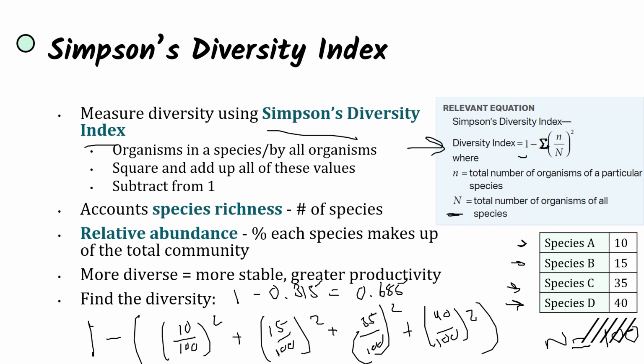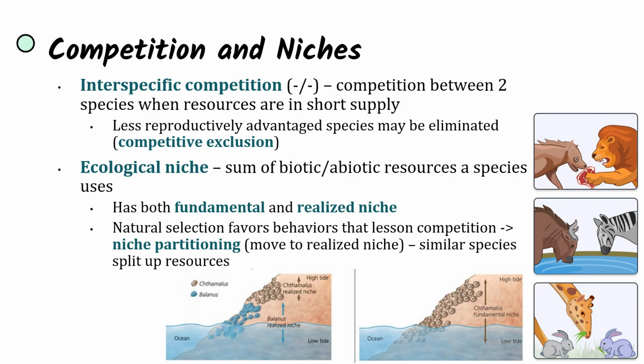So when we mention diversity lowering competition, we see that there's interspecific competition within a community, and this is going to be detrimental to both species involved. There's competition between two species because resources are in short supply. And what generally happens is the less reproductively advantaged species is going to be eliminated. The species that has the slight advantage reproductively is the one that is going to be able to get that resource, and the other species will not, and so it'll be eliminated, and this is known as competitive exclusion.